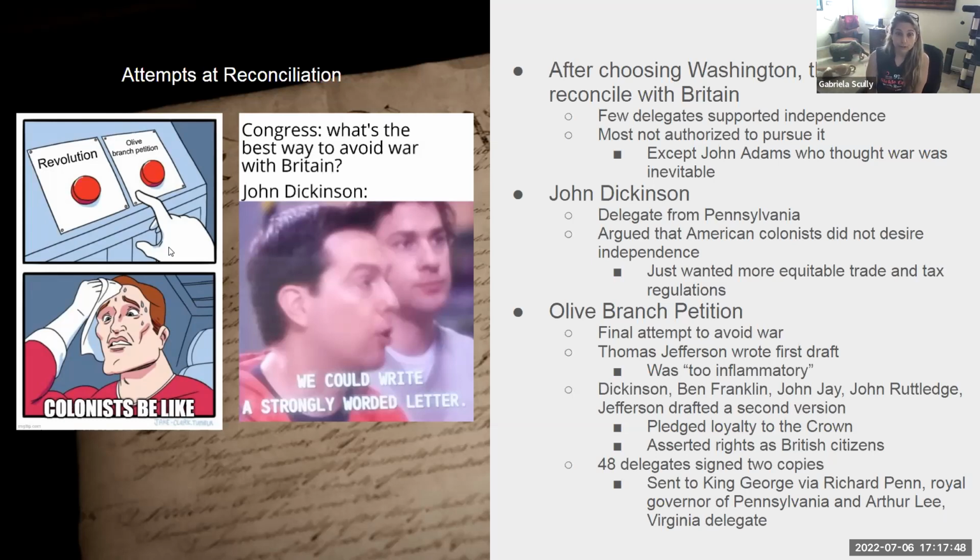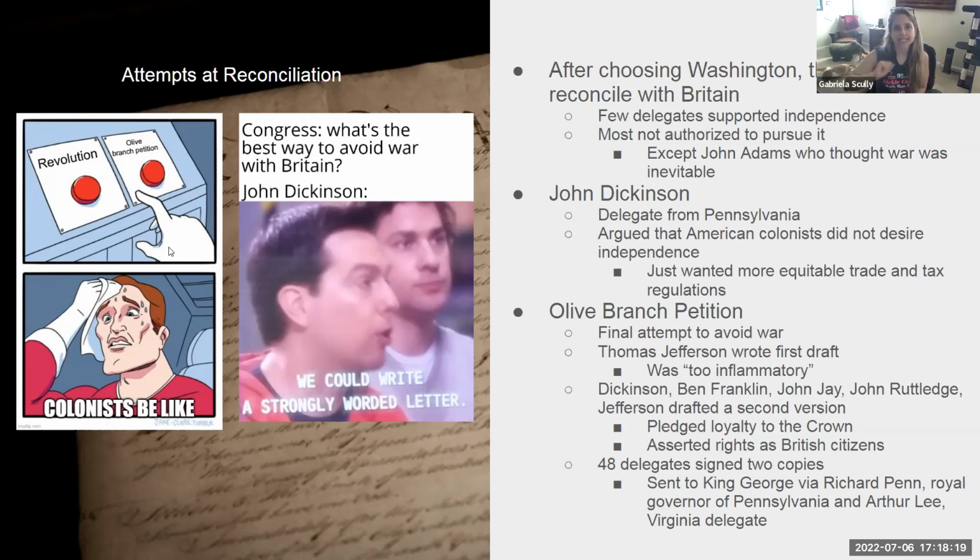Thomas Jefferson writes the first draft. It is considered so inflammatory that they tear it up and try again. So now draft number 2 is this guy, John Dickinson, Ben Franklin, John Jay, John Rutledge, no clue. They're all delegates from various places, and they all get together and they draft a second version, and they pledge loyalty to the crown. And they asserted their rights as British citizens. Like, you can't tax us without representation because we're British citizens.